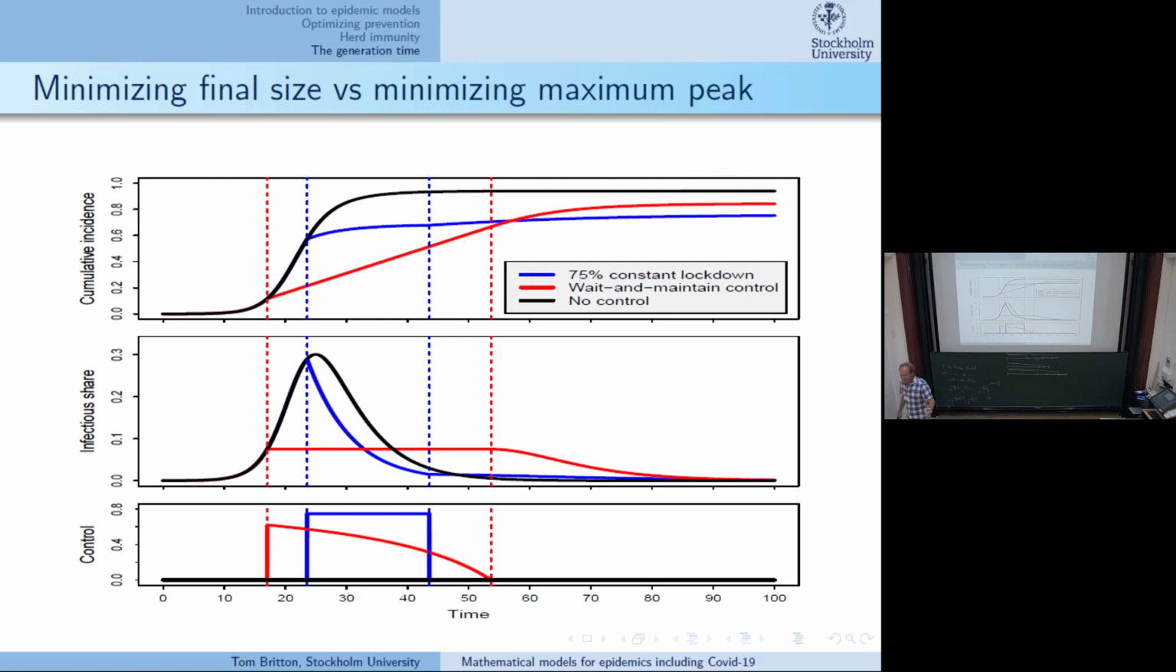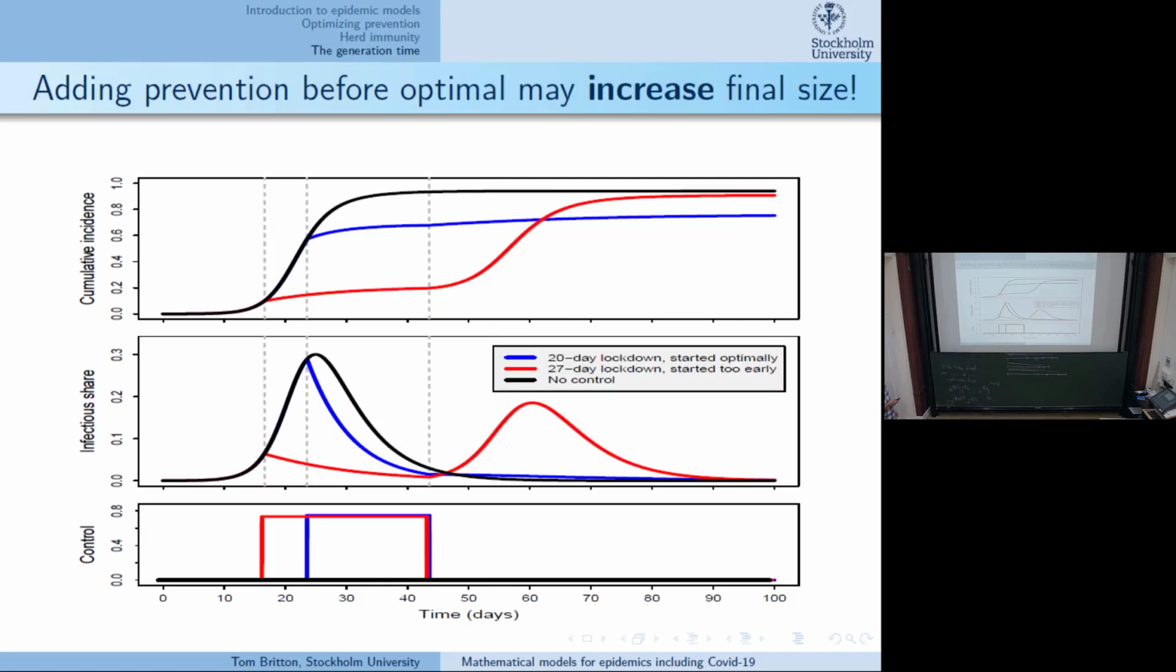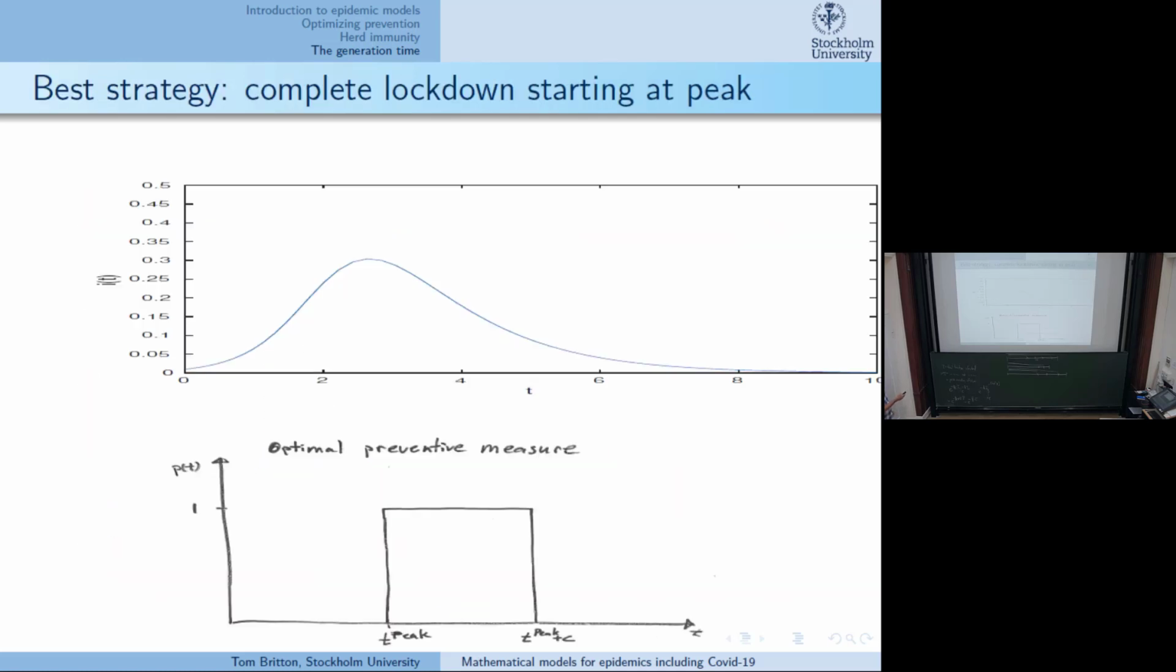I'm quite convinced that they will say, no, we can't do that. Maybe they say, I will give you 1 more week. So, okay, I don't trust you. I will give you 1 more week. So we start the lockdown here instead, 1 week earlier. But we keep it for the same time. So I said, this is the best. No, we don't trust you, Tom. We give you 1 more week. So you get your best strategy. We put 1 more week of prevention before that.